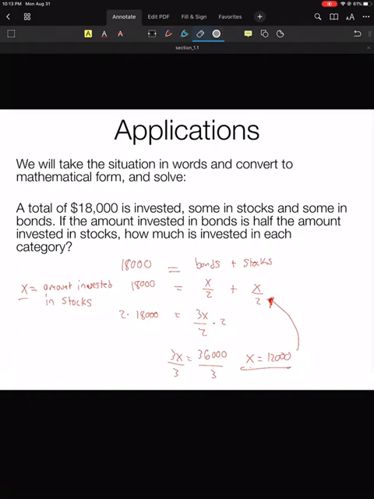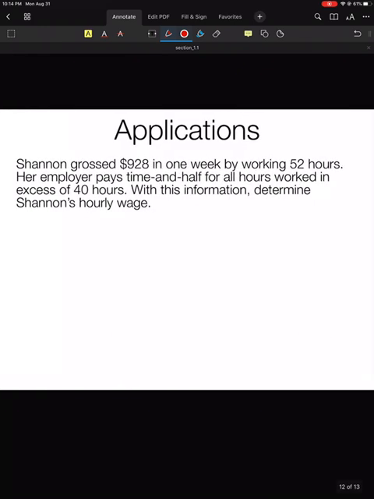X equals 12,000. And you can, if you want, go back up here before I multiplied by 2, and substitute 12,000 into this original form, and you should get 18,000 out. Remember X is the amount invested in stocks, which means that there was 6,000 invested in bonds. So 12,000 in stocks, $6,000 invested in bonds. That's an application problem.